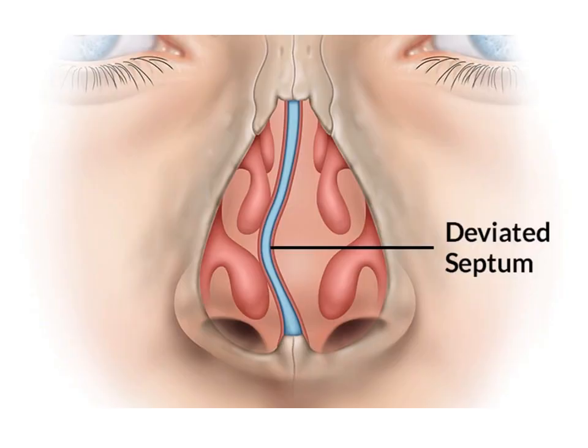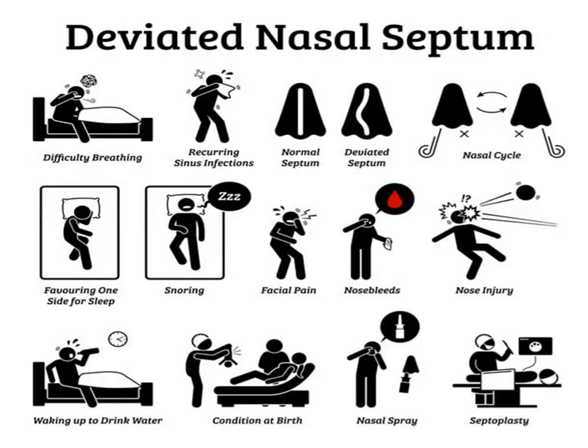There is another clinical problem which is called deviated septum. It may be due to trauma, injury, or a birth defect. The symptoms arising from this deviation may be difficulty in breathing or recurring sinus infection. There may also be a preference for sleeping on one side, snoring, facial pain, nosebleeds, nose injuries, waking up to drink water. So these are a few symptoms which show that there is a problem in the nasal septum.